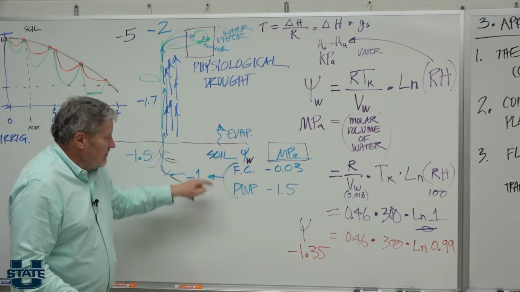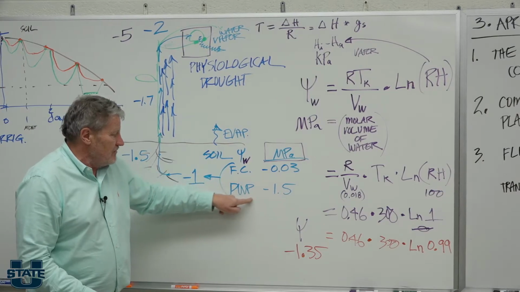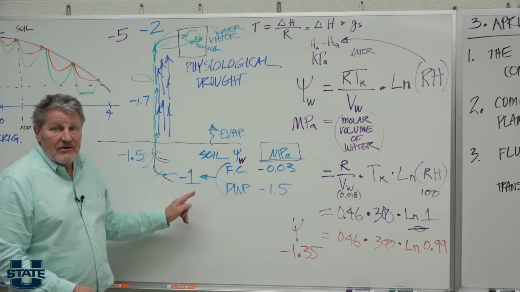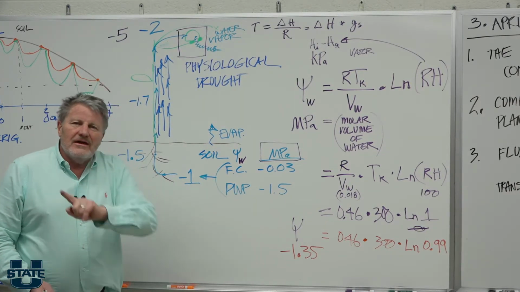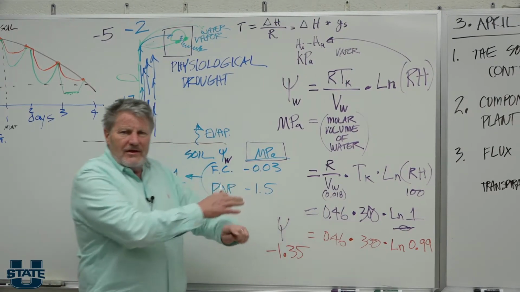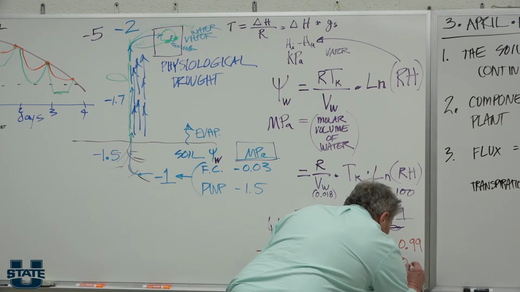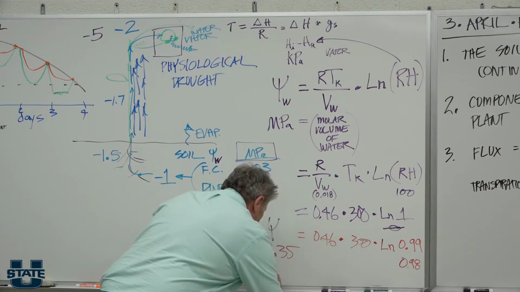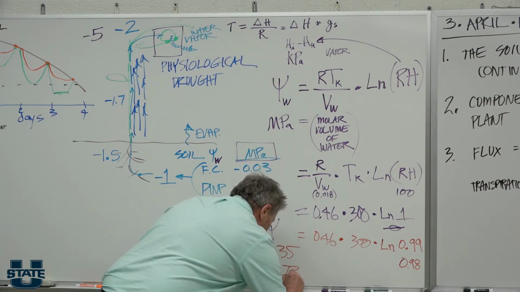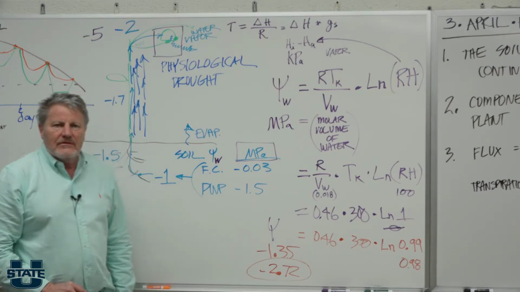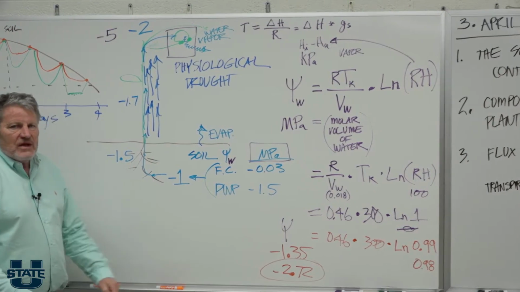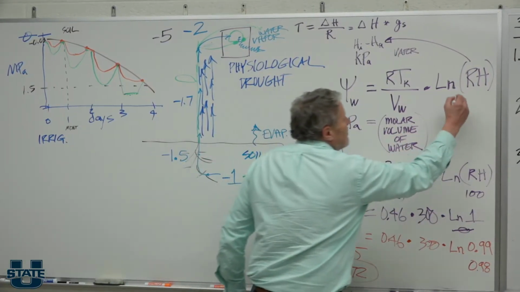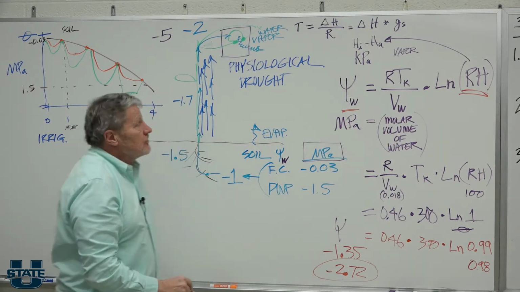Now, in the soil, if it's dry soil, permanent wilting point 1.5, the humidity in the soil at equilibrium is about 99%. What if we went to 98%? We'll drop the humidity way down, 98%, 0.98. Well, guess what? This goes to minus 2.72, and all our plants are dead at 98% humidity. That shows you this nonlinear relationship between humidity and water potential.